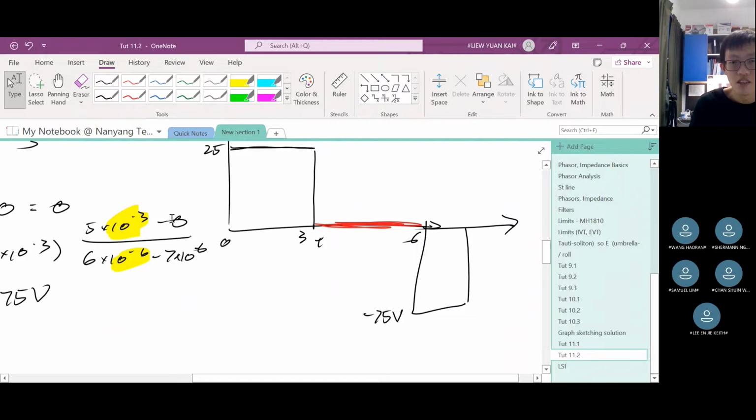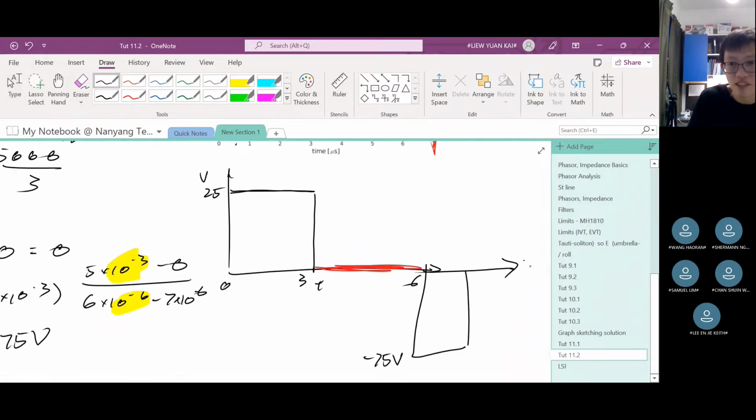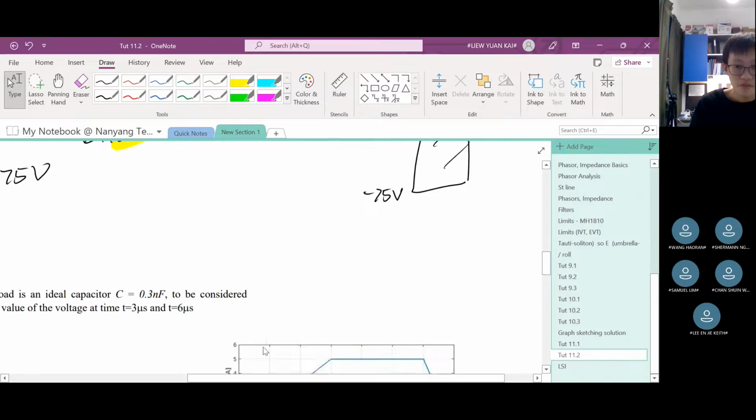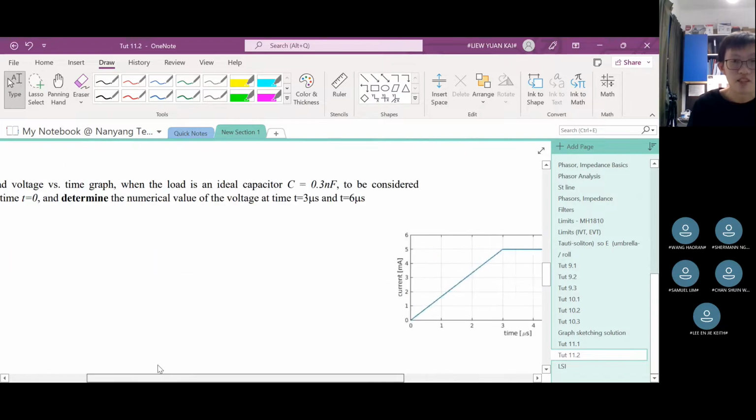So this is your voltage time graph for the inductor. So it's just two rectangles, this rectangle and this rectangle, and a 0 line over here. Okay? Now, moving on to capacitor.